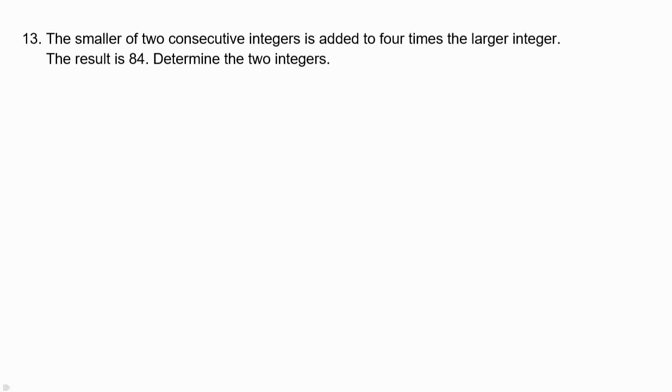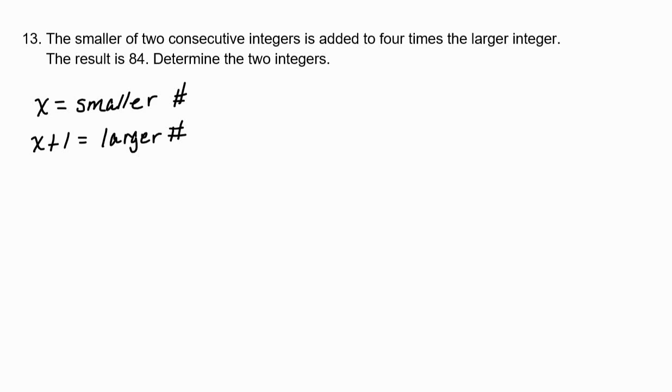Problem 13, the smaller of two consecutive integers is added to 4 times the larger integer. The result is 64. Determine the two integers. Now this problem is a little bit different. Actually, it's quite a bit different in that I have not just the sum of the two numbers, but there's more that's being done here. So I'm going to do this problem a little bit differently. I'm going to let x equal my smaller number. And since I'm talking about consecutive integers, x plus 1 is going to be my larger number.